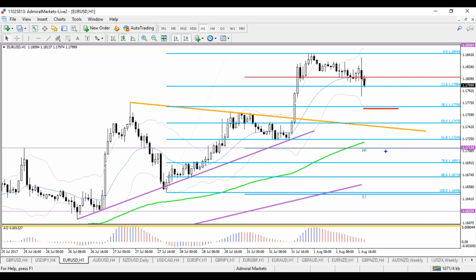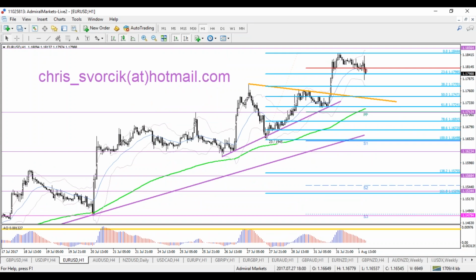In that case, I would probably wait for price to get down to, then I would probably remove the fib. Let's see. I need to think about this. One second, folks.